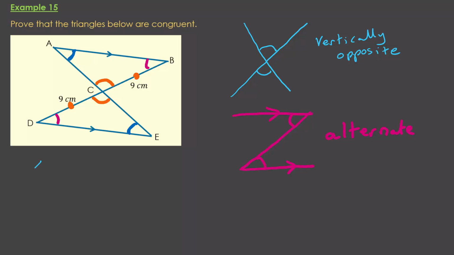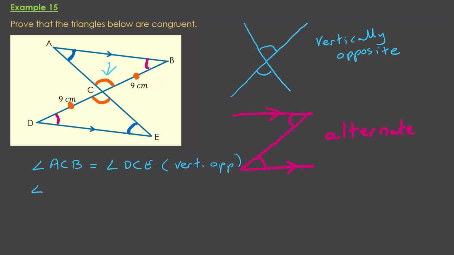I'm going to start with angle ACB, which is this angle here, being equal to angle DCE, which could have been named ECD. It doesn't matter as long as the C's in the middle. But here I can't just say given, because it wasn't. I worked it out using vertically opposite angles.